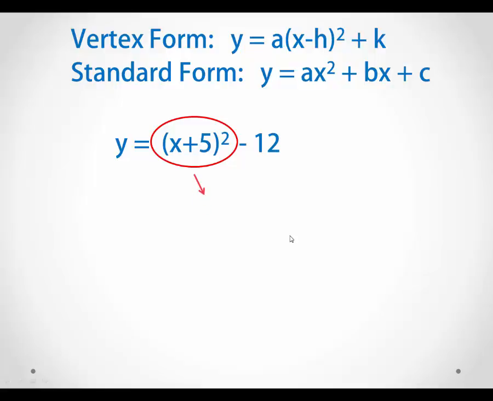So in this case, we will have something like this. y equals, in parentheses, x plus 5 times x plus 5 again in parentheses. And then we have our minus 12. From here, we could use a process we call FOIL. That means first, outside, inside, last.